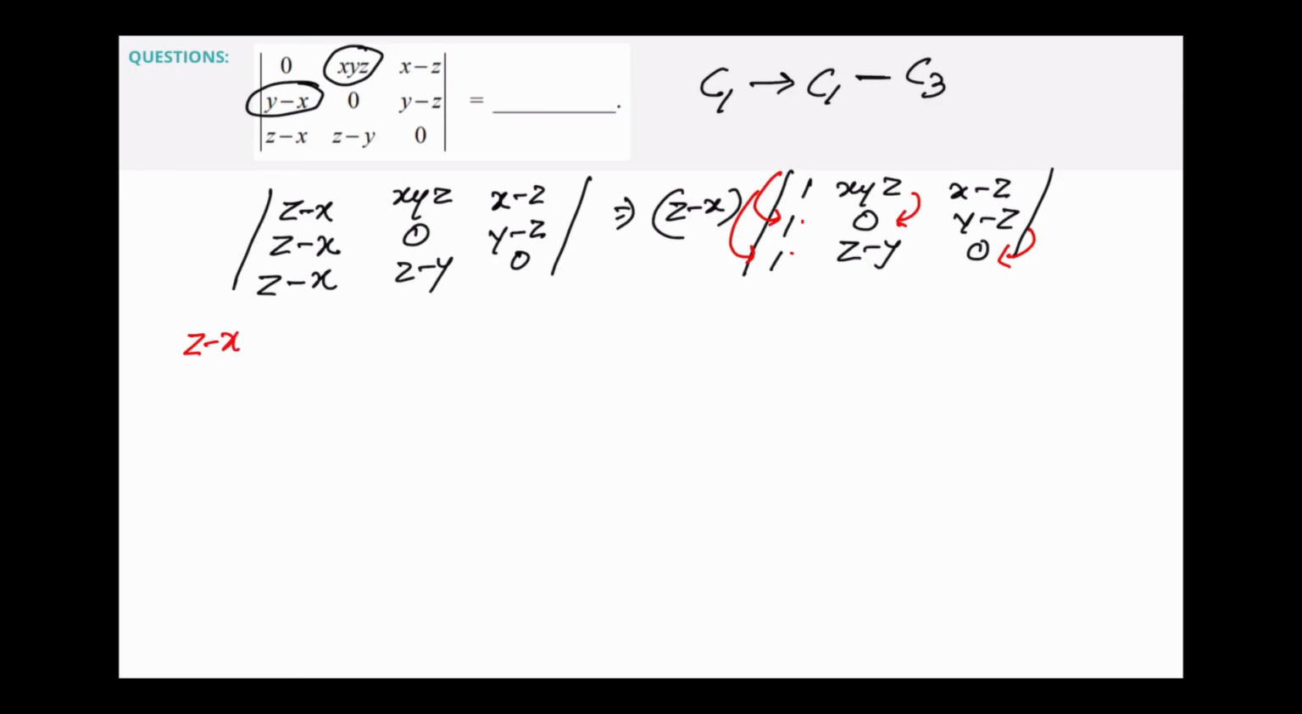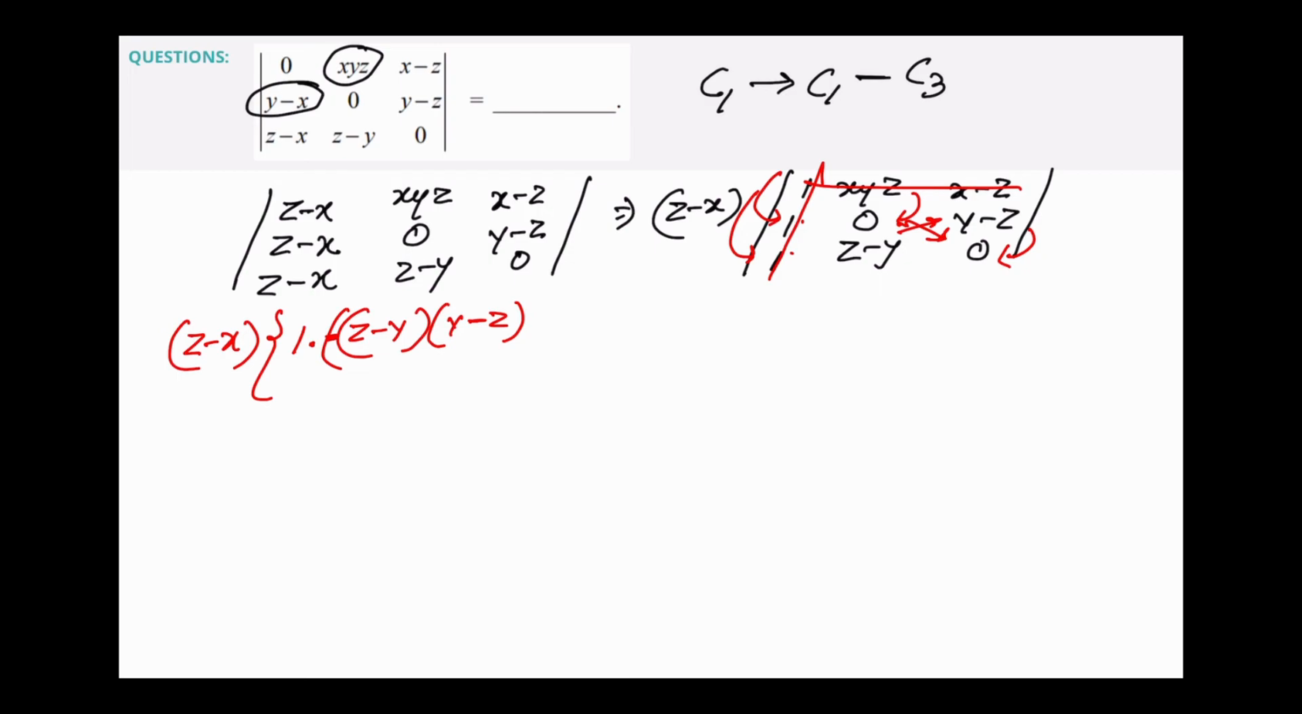So Z minus X, expand it. So 1 into what we are getting here: leave this row, leave this column. So what are you getting? Z minus Y into Y minus Z. And one minus sign, because top to bottom minus bottom to top. Correct.